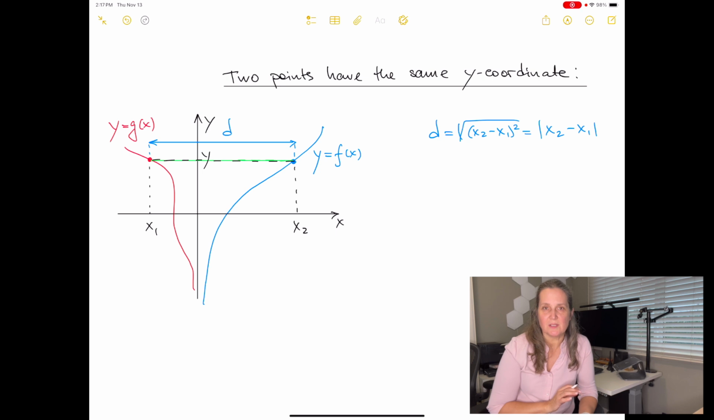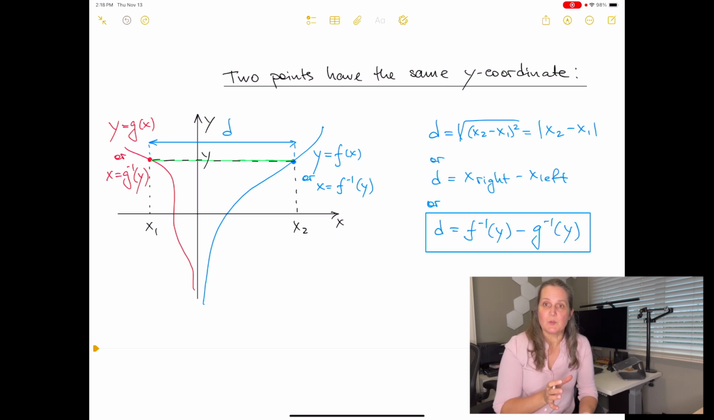Now let's take a look at the case where the 2 points belonging to the functions f of x and g of x share the same y-coordinate but do have different x-coordinates. The distance between those 2 points will be simply the difference between the larger value of x and the smaller value of x. In order to find the larger and smaller value of x, we would have to find inverse of the function f of x and g of x.